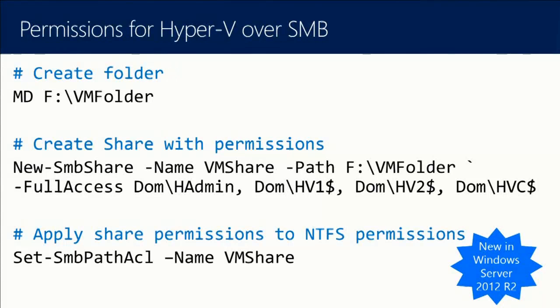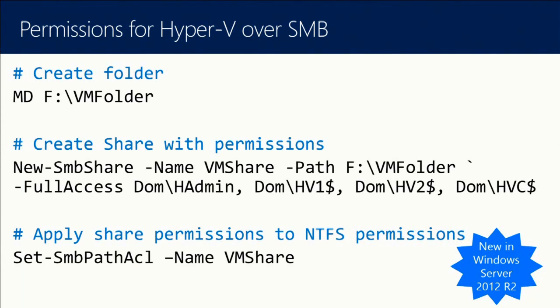How do you configure this? Very straightforward. Create the folder, create the share with the proper access, and we now added in R2 a new commandlet called Set-SmbPathAcl that essentially takes the ACL that you have on the share and copies it to the folder. So you know that in SMB we have the share permissions and the folder permissions. People sometimes forget that there are 2 sets, so we made it extra simple.